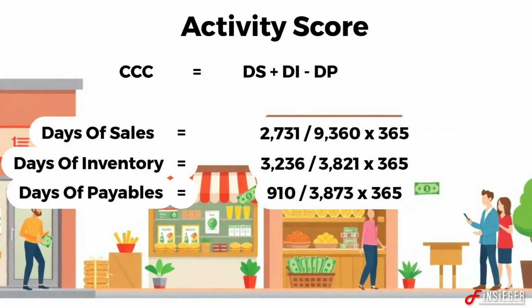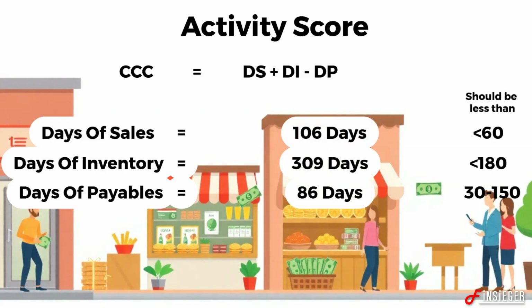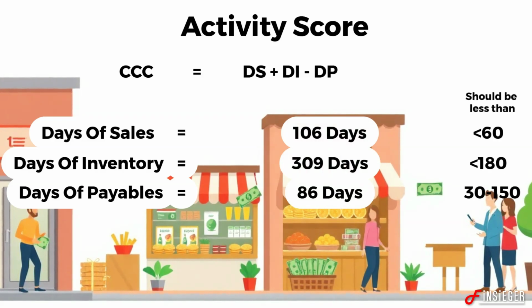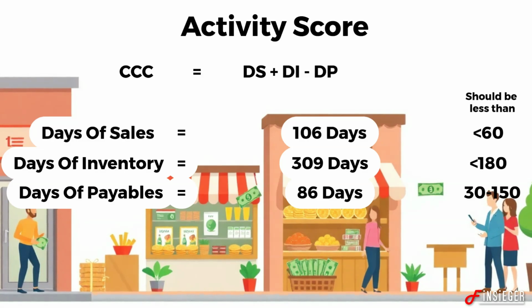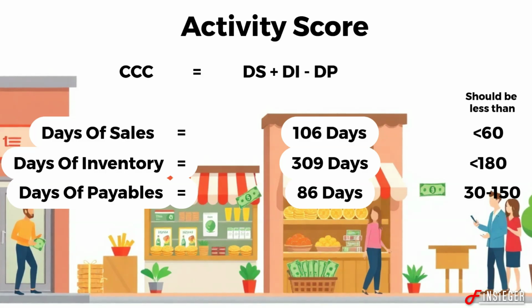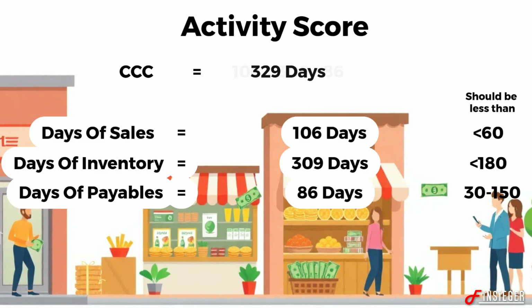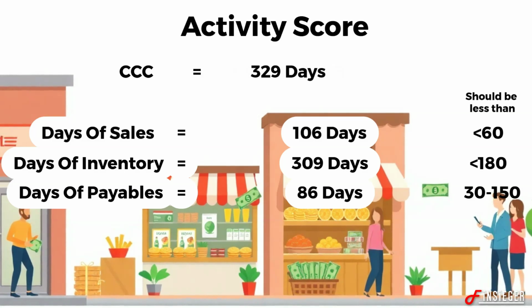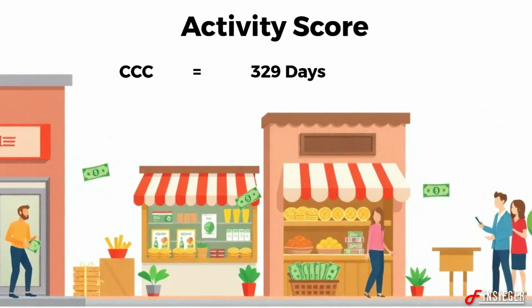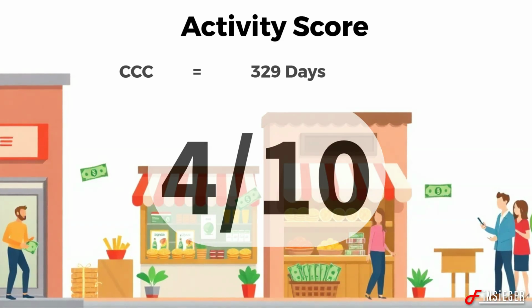After calculating this for Divis, we get 106, 309 and 86 respectively. Ideal values are mentioned on right side. Inventory's best figure depends on industry and product. So the cash conversion cycle for Divis is 329 days. Their receivables and inventory are on the higher side, so we have an activity score of 4 out of 10, which is not that great.